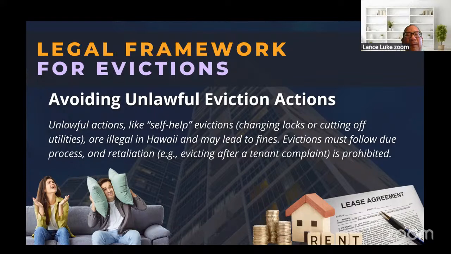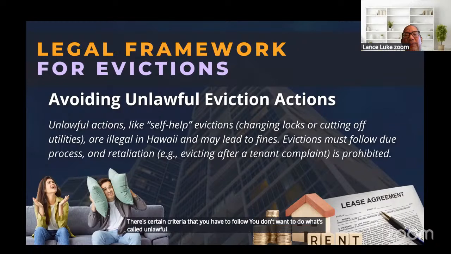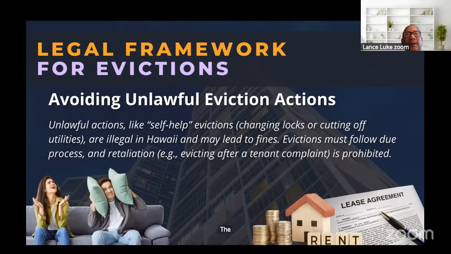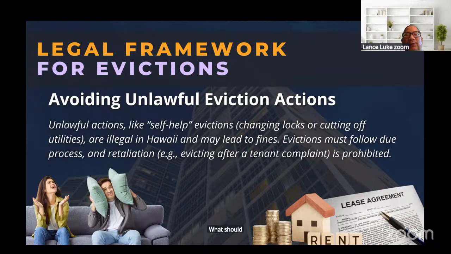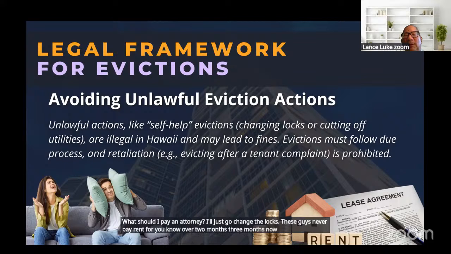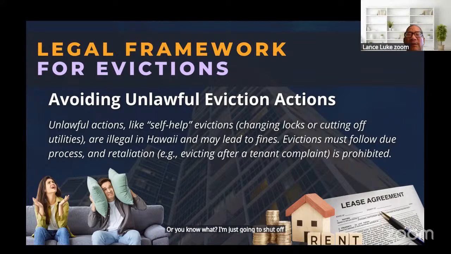So remember, as a landlord, if the tenant doesn't pay rent or doesn't follow the rules, there's certain criteria that you have to follow. You don't want to take unlawful actions or self-help eviction. Self-help is, instead of hiring an attorney or somebody to help you with the eviction action, you decide to take it on your own. Why should I pay an attorney? I'll just go change the locks. These guys haven't paid rent for over 2 months, 3 months now. I'm just going to change the lock so they can't go in. Or you know what? I'm just going to shut off their electricity and water, right? And teach them a lesson.